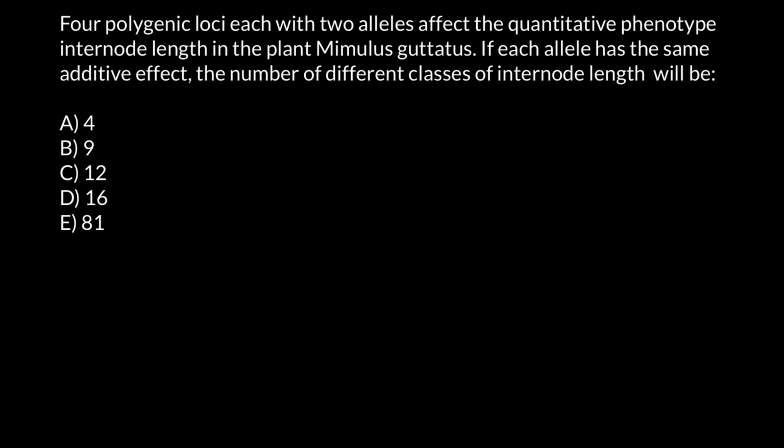Hello and welcome to Nikolai's genetics lessons, and today's problem is: 4 polygenic loci, each with 2 alleles, affect the quantitative phenotype internode length of the plant Mimulus guttatus. If each allele has the same additive effect, the number of different classes of internode length will be.